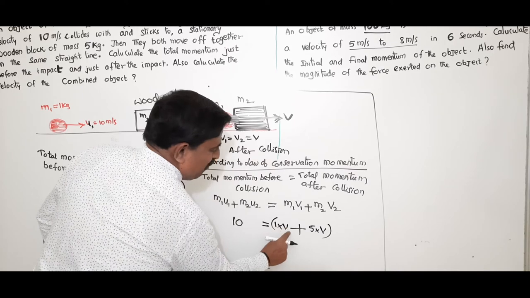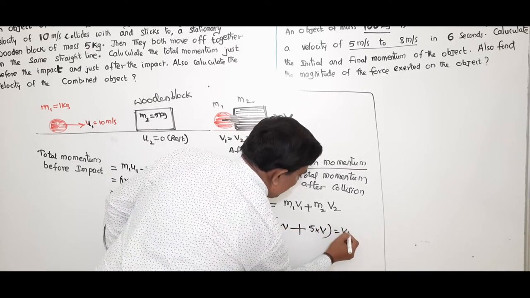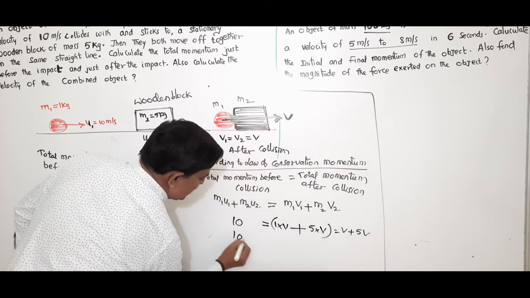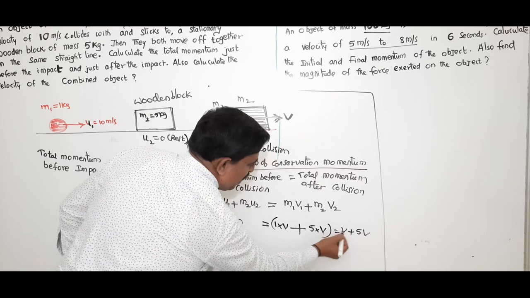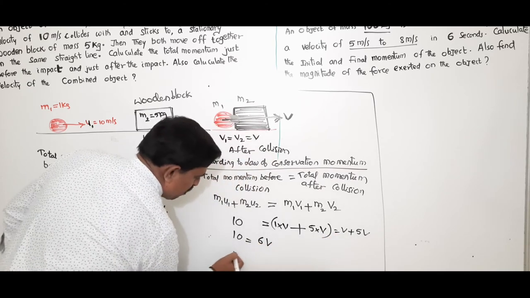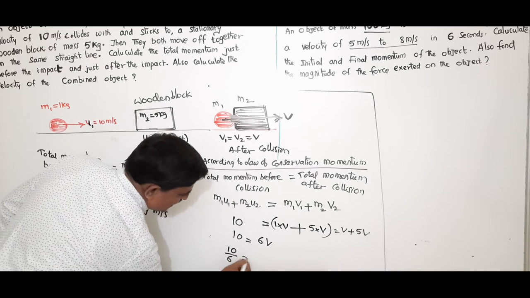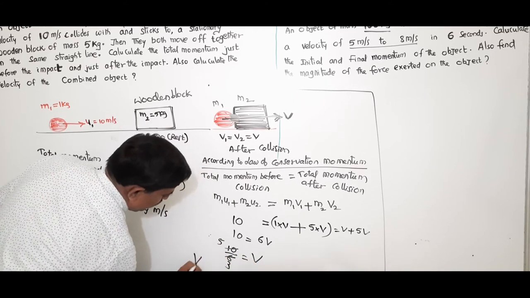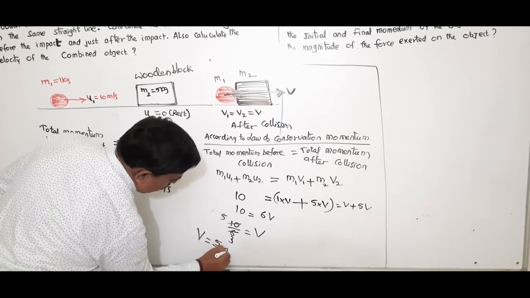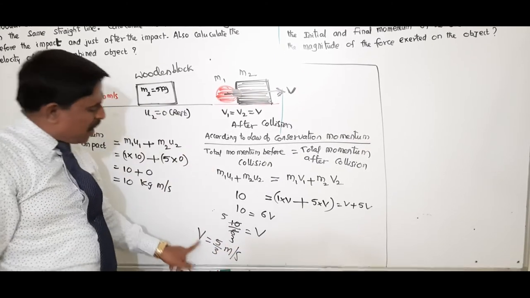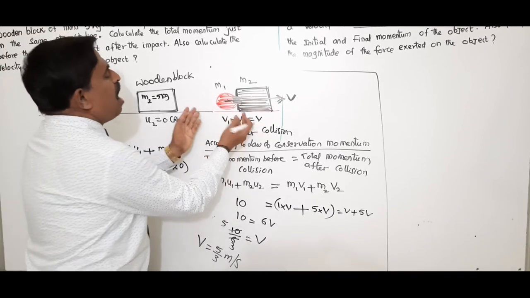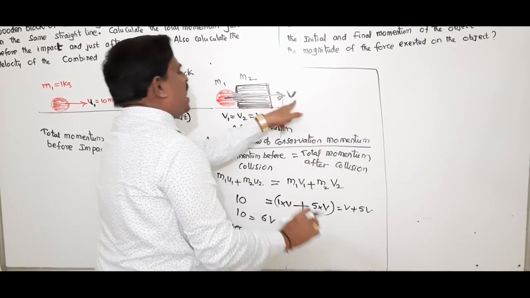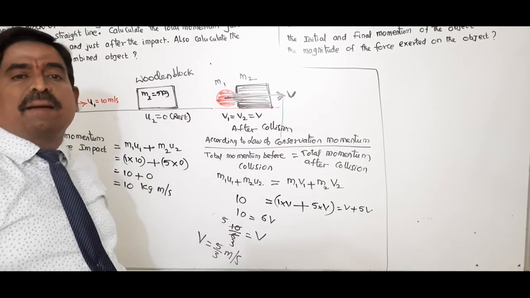1 into V is V. 5 into V is 5V. So 10 is equal to V plus 5V, which is 6V. 6 comes to the denominator. 10 by 6 is equal to V. Simplifying, 5 by 3. Capital V is equal to 5 by 3 meter per second. It is the combined velocity after collision. After the accident, they stick together and move combinedly. Combined velocity is equal to 5 by 3 meter per second.